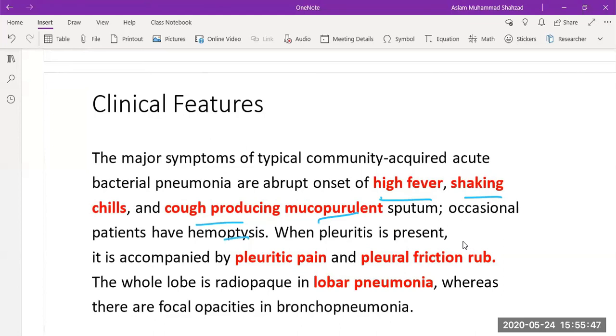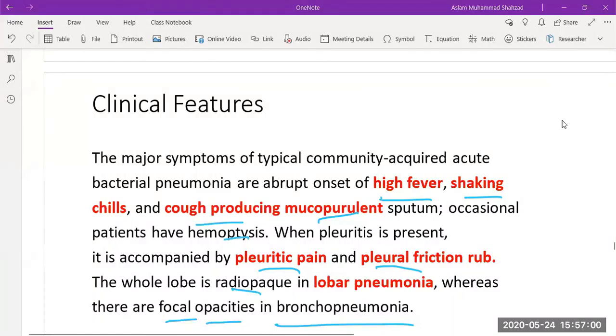When pleuritis is present, it is accompanied by pleuritic pain and pleural friction rub, and the whole lobe is radiopaque in lobar pneumonia, whereas there is focal opacity in bronchopneumonia, which I already discussed with you. Focal opacity means in bronchopneumonia it appears in some patches. It is in the form of patches, whereas lobar pneumonia is more radiopaque. What is radiopaque?